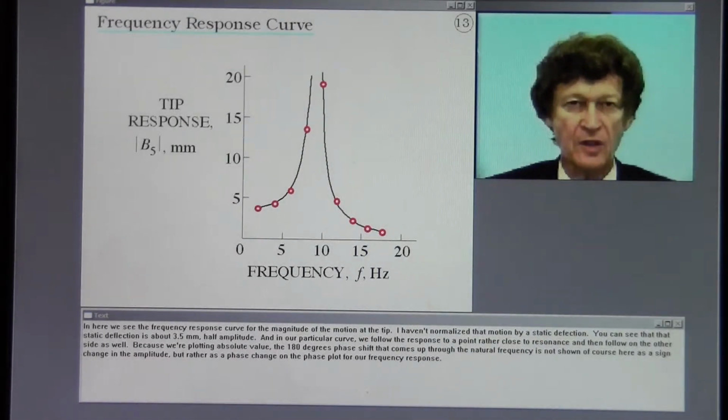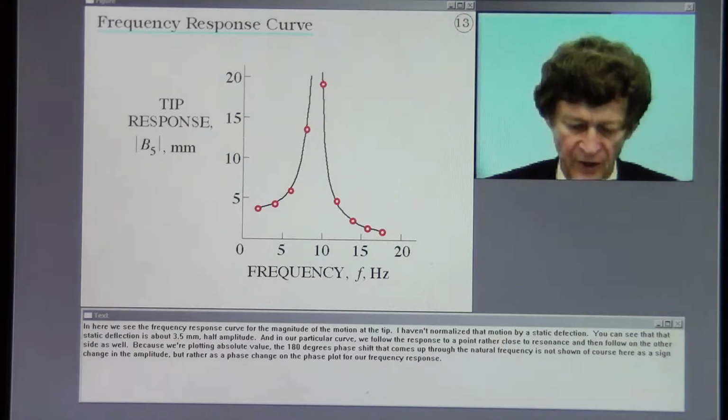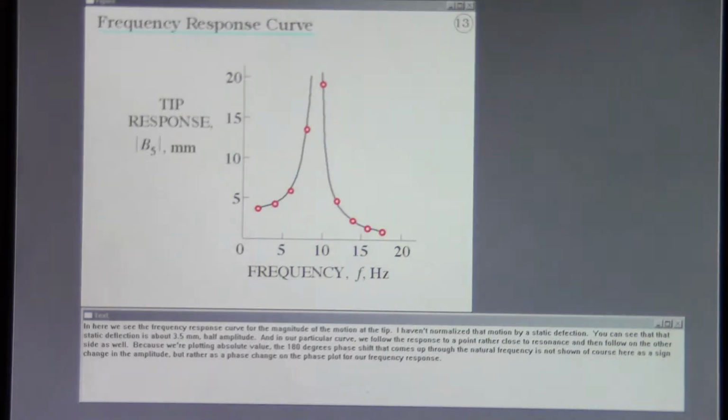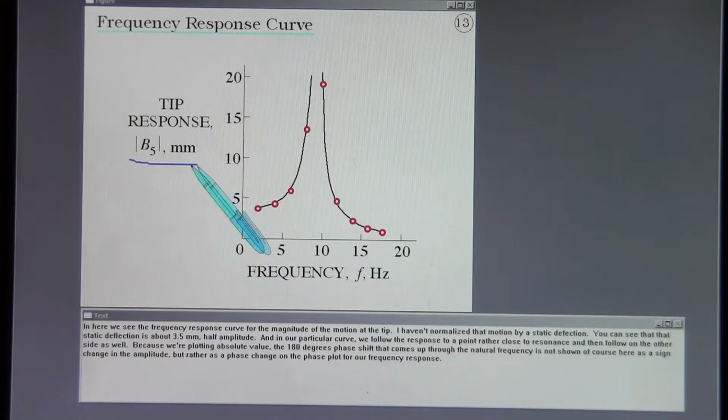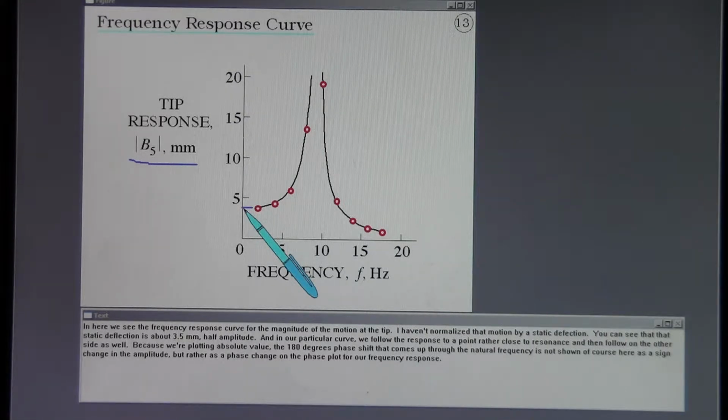And here we see the frequency response curve for the magnitude of the motion at the tip. I haven't normalized that motion by a static deflection. You can see that that static deflection is about 3.5 millimeters, half amplitude. And in our particular curve, we follow the response to a point rather close to resonance, and then follow on the other side as well. Because we're plotting absolute value, the 180 degrees phase shift that comes up through the natural frequency is not shown, of course, here as a sign change in the amplitude, but rather as a phase change on the phase plot for frequency response.